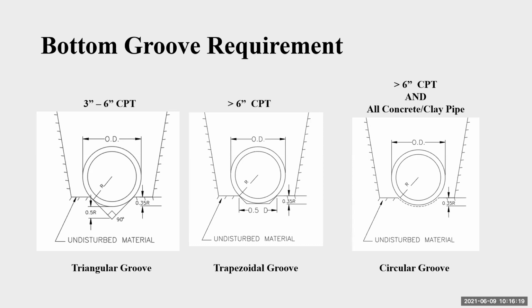The thing to keep in mind is that this groove needs to be deep enough so that it can fully support the pipe. And you can see the one dimension on the right there is 0.35 times the outside radius of the pipe. And again, a 6-inch pipe typically has an outside dimension of 8 inches. So a 4-inch outside radius is going to be about 1.5 inches deep into the ground for the groove needed to get down there, basically.